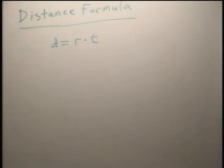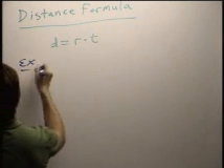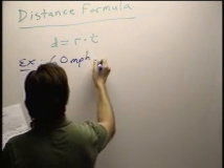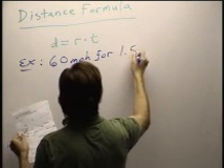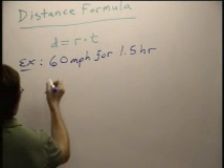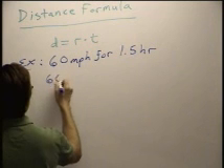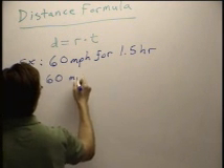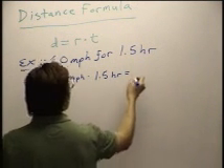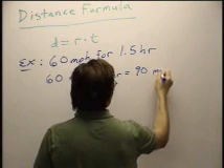The distance formula tells us that the distance a moving object will travel can be found by multiplying its rate by its travel time. As an example, if you are driving in your car at 60 miles per hour for a time of 1.5 hours, then you can determine how far you will travel by multiplying the rate times the time. 60 miles per hour multiplied by 1.5 hours gives us 90 miles.